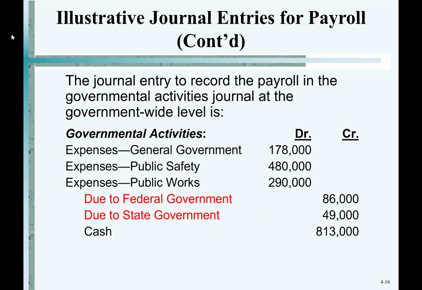Okay, good. And here it is at the government-wide level. Again, just calling out the expenses by program. That's all. Public safety, for example. No real difference there.